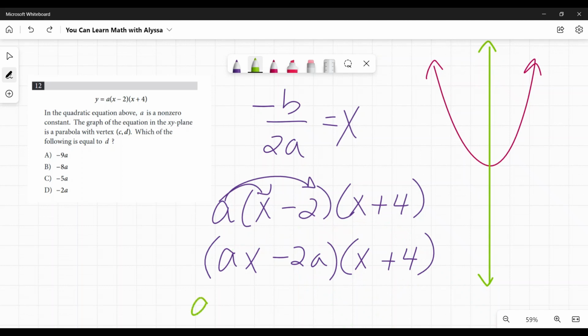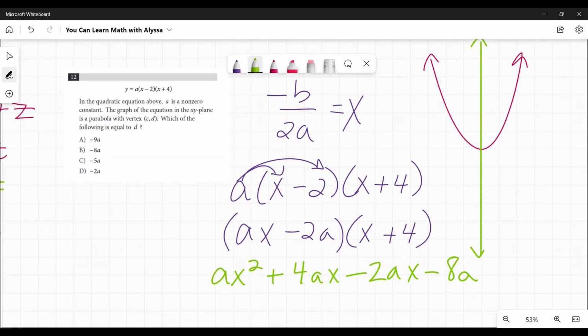First, ax times x is ax squared. Outside, ax times 4 is 4ax. Inside, negative 2a times x is negative 2ax. Last, negative 2a times 4 is negative 8a. Okay, so we can combine like terms here. And we have ax squared plus 2ax. Since these are the same, 4ax and negative 2ax, we can combine those. Positive 4ax, negative 2ax becomes just positive 2ax, minus 8a.